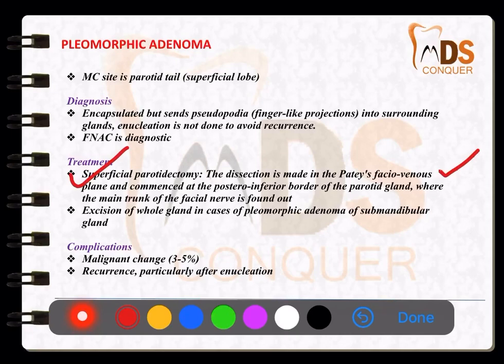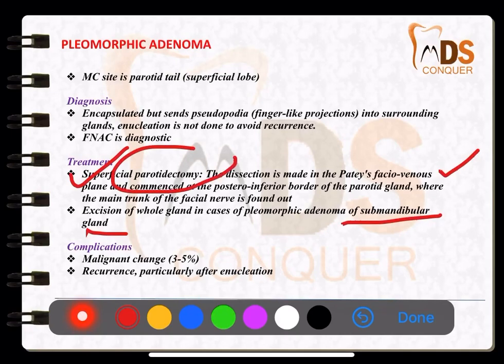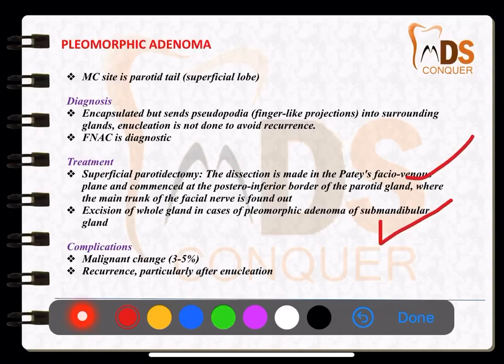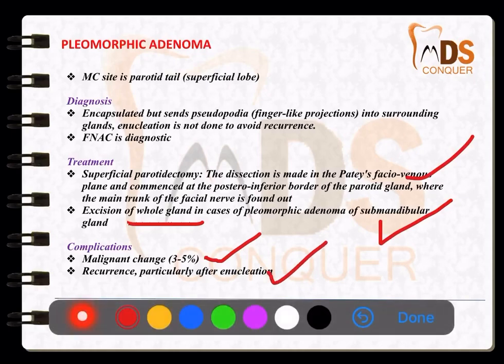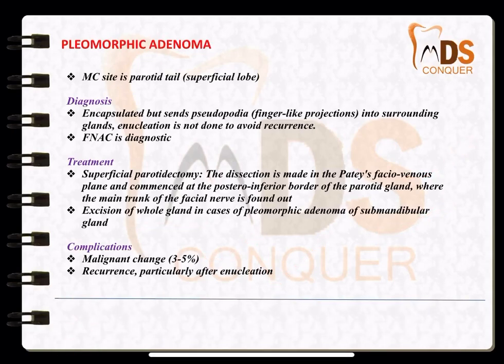Excision of the whole gland is done if it is involving the submandibular gland. If it is a parotid gland, only the superficial parotidectomy. If it is a submandibular gland, then the whole gland is removed. So the complications of the pleomorphic adenoma could be slight malignant change, about 3 to 5%, which is called carcinoma ex pleomorphic adenoma. Next is recurrence, particularly after enucleation. So if enucleation is done, there are more chances of recurrence. These are the important points.